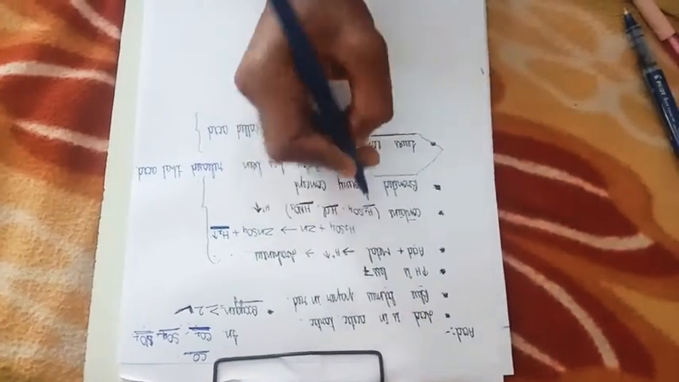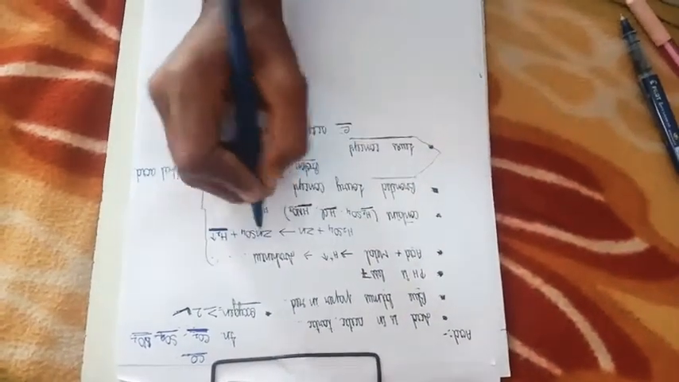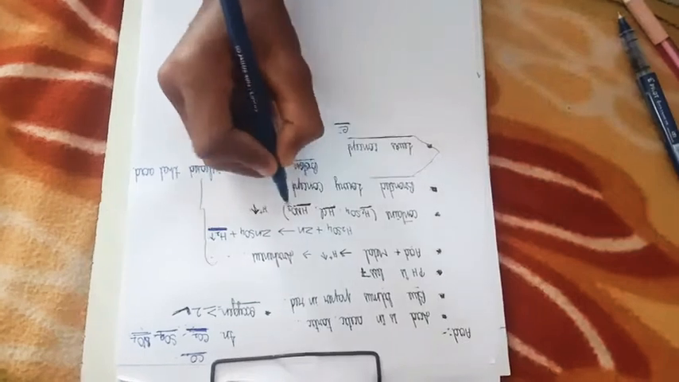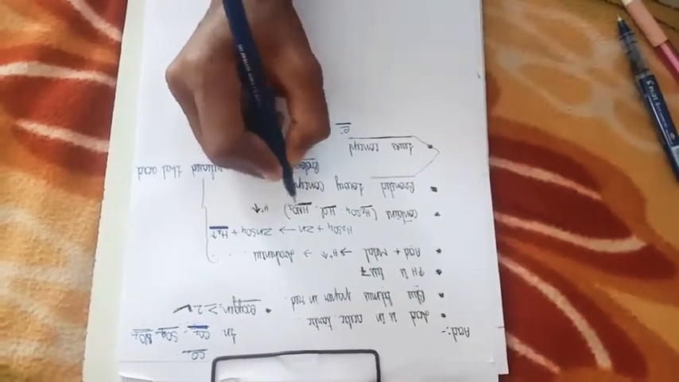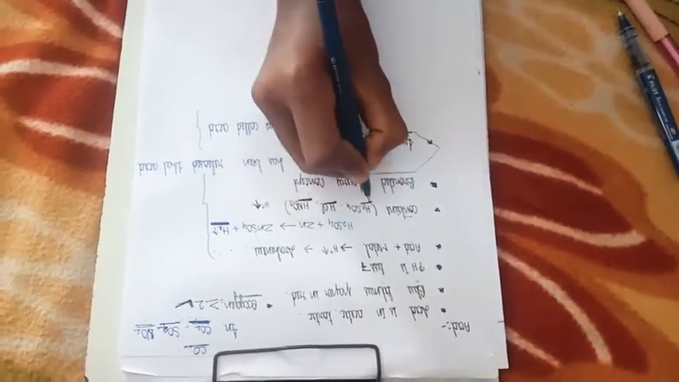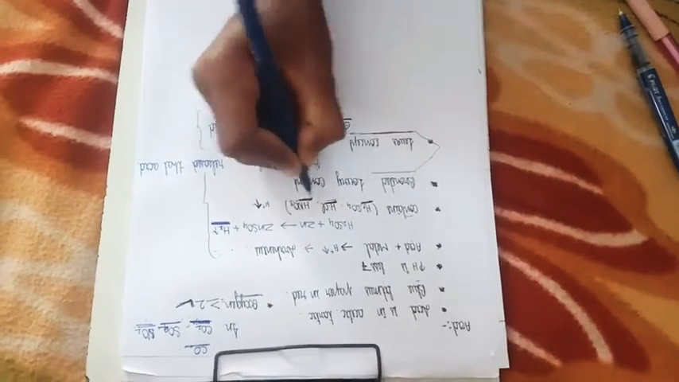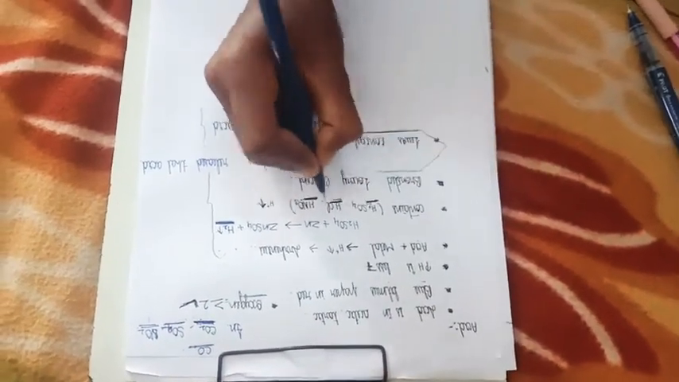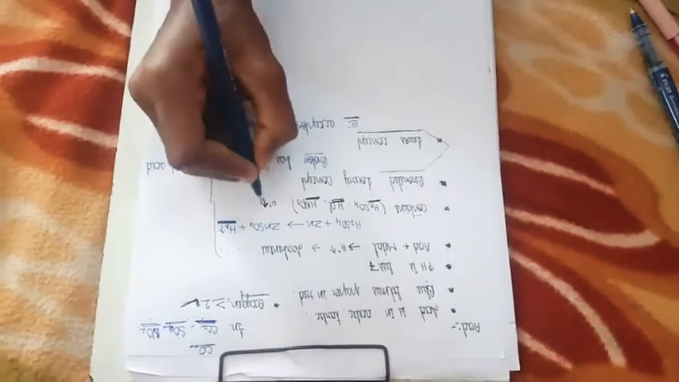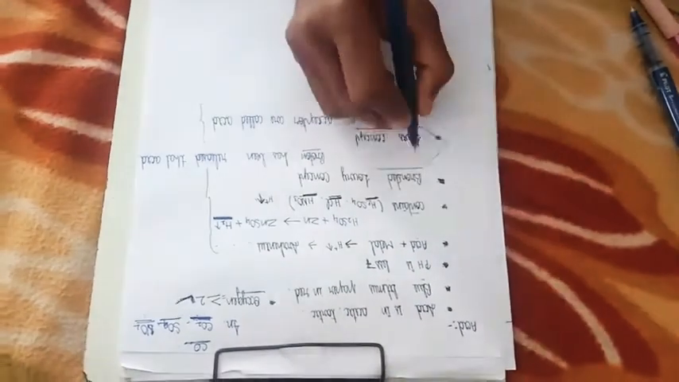Some examples given by Arrhenius are H2SO4, HCl and HNO3, nitric acid. They all contain H. H means it's an acid, and H plus ion is released.